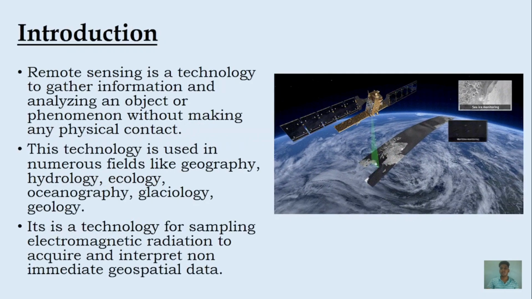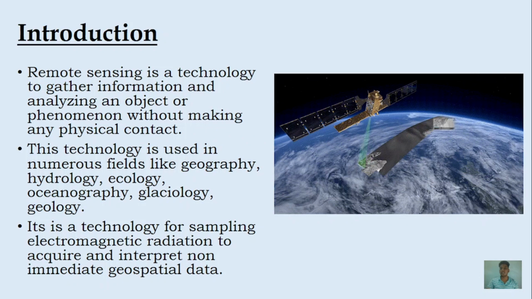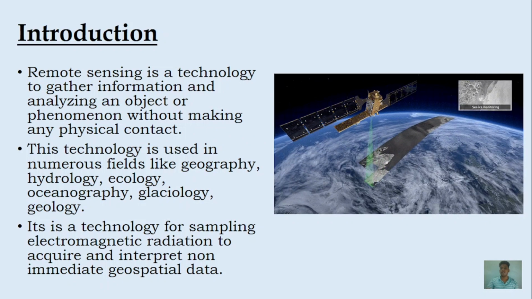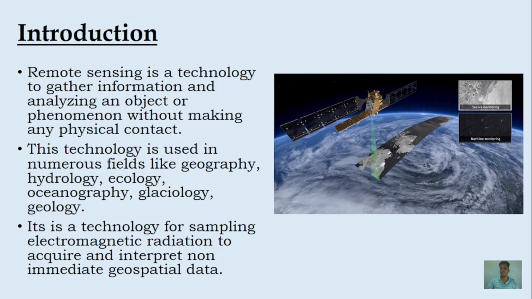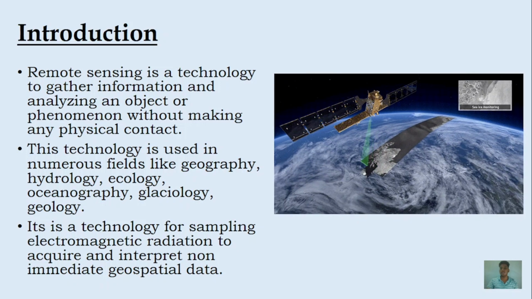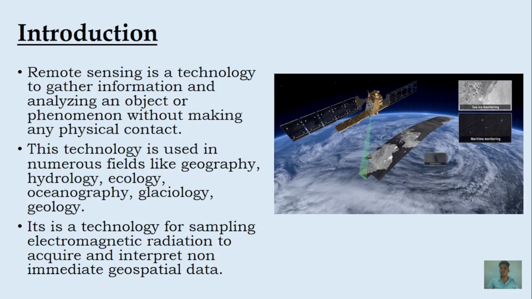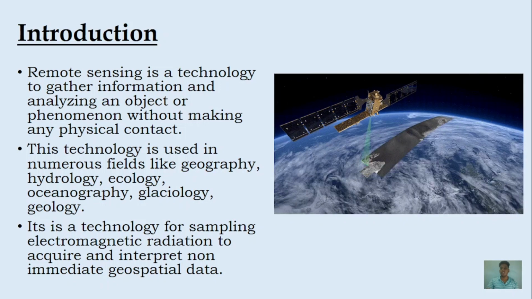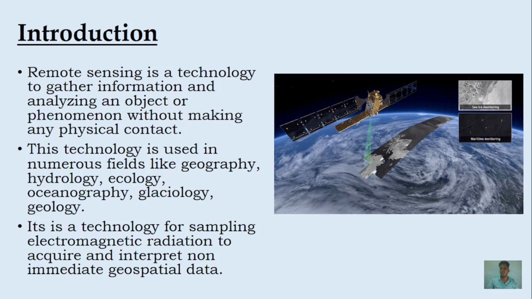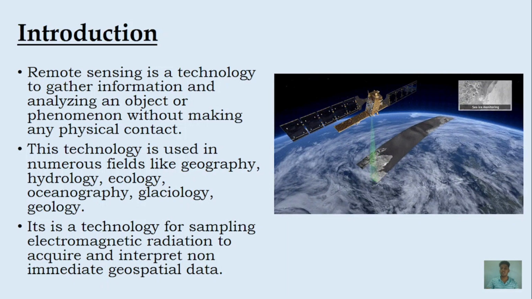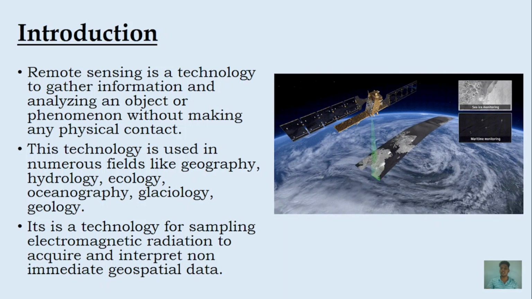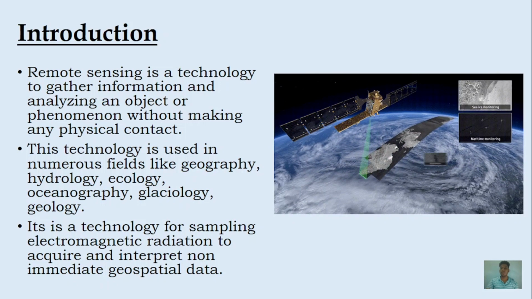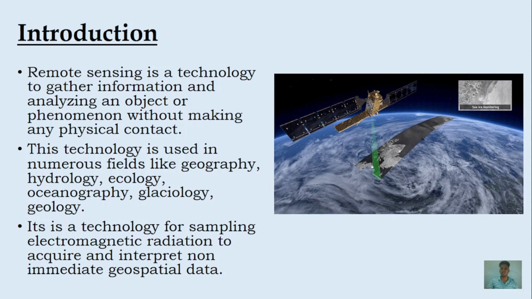Introduction. Remote sensing is a technology to gather information and analyze an object or phenomena without making any physical contact. This technology is used in numerous fields like geography, hydrology, ecology, oceanography, glaciology, geology. It is a technology for sampling electromagnetic radiation to acquire and interpret non-immediate geospatial data.